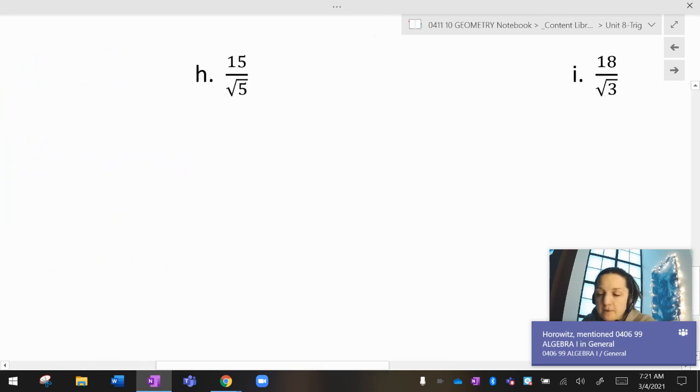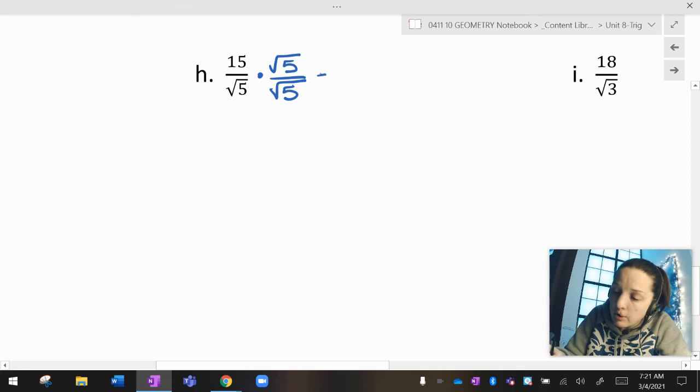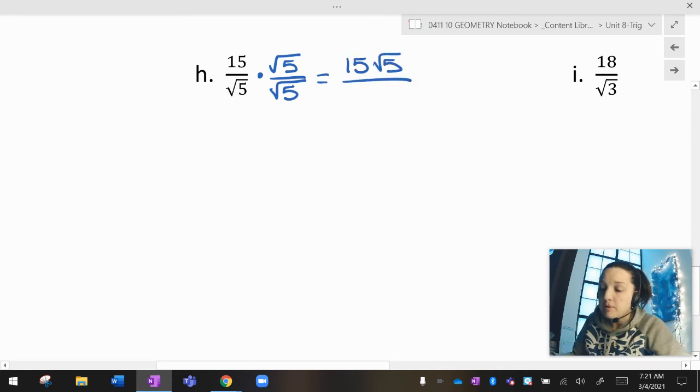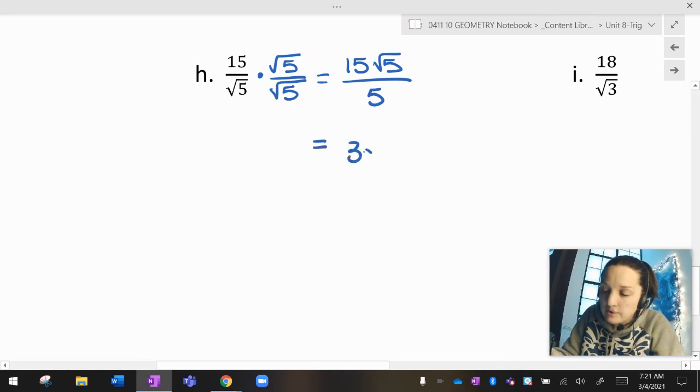All right, 15 over the square root of 5. I have a radical on the bottom. Multiply by the radical causing trouble. 15 times the square root of 5 on top, 5 on the bottom. And then I say, wait, 15 divided by 5, that's 3. So this is 3 root 5.